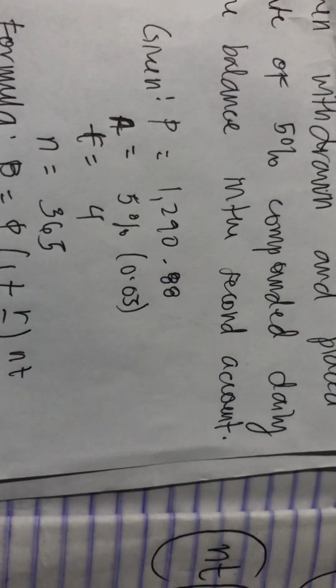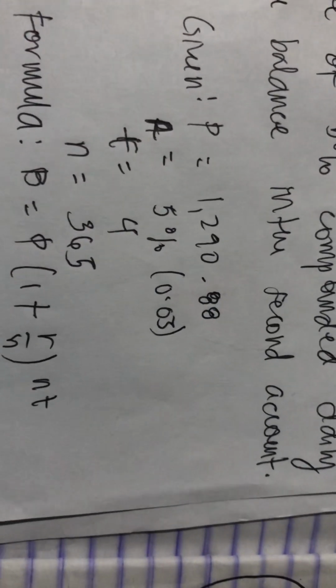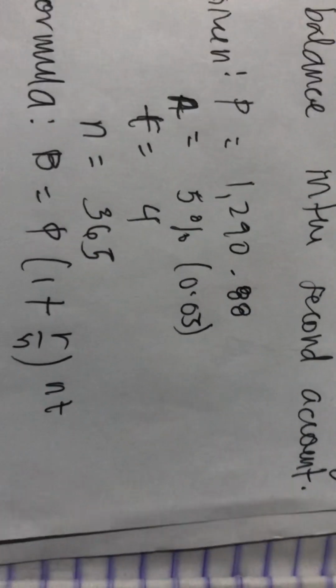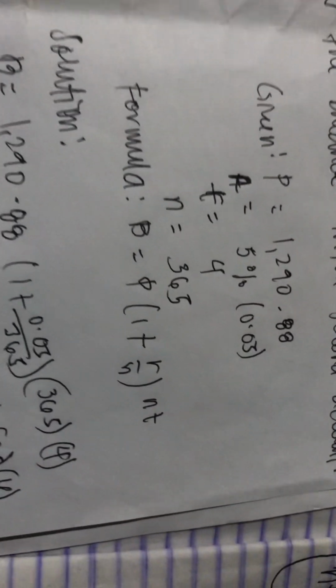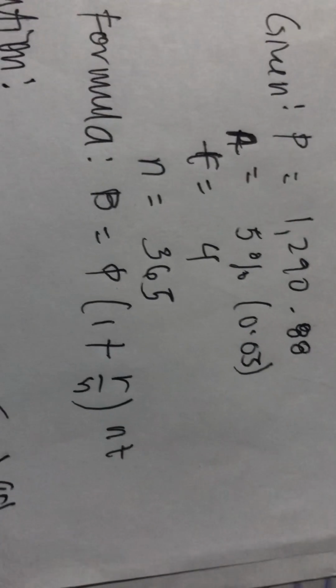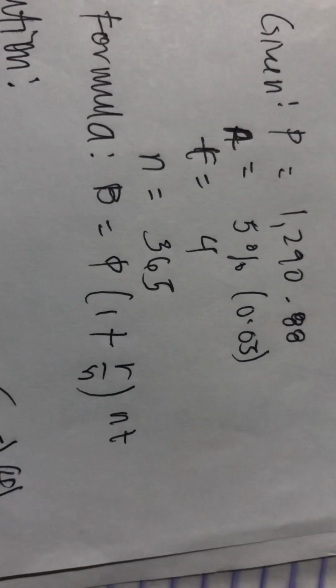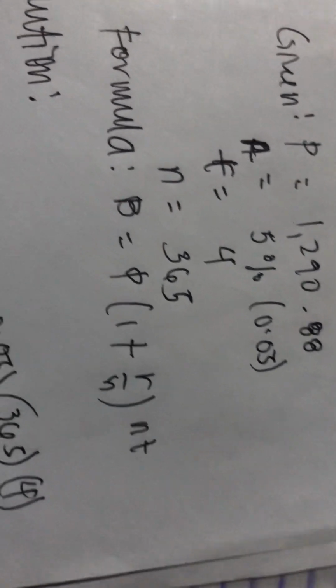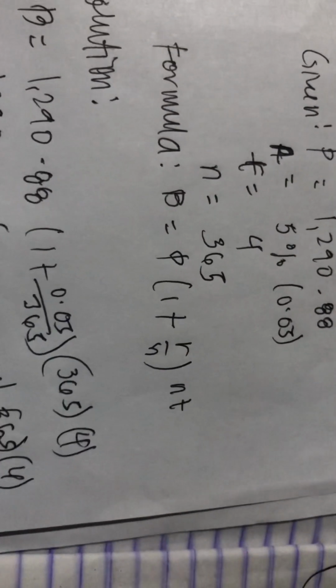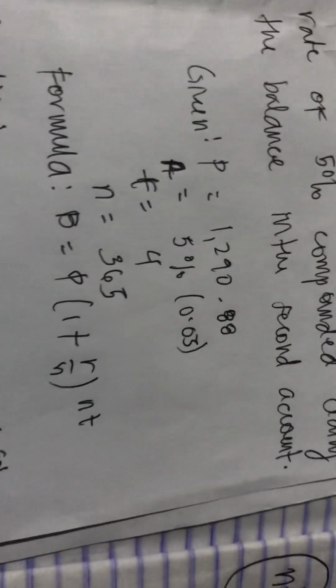So here, the given number 2, just write the P, A, R, N. The principal here is 1,290.88 at a rate of 5%, time of 4, then the 365. So the formula here is B equals P, open parenthesis, 1 plus interest rate over number of times interest is compounded per year, close parenthesis, then the time in years.